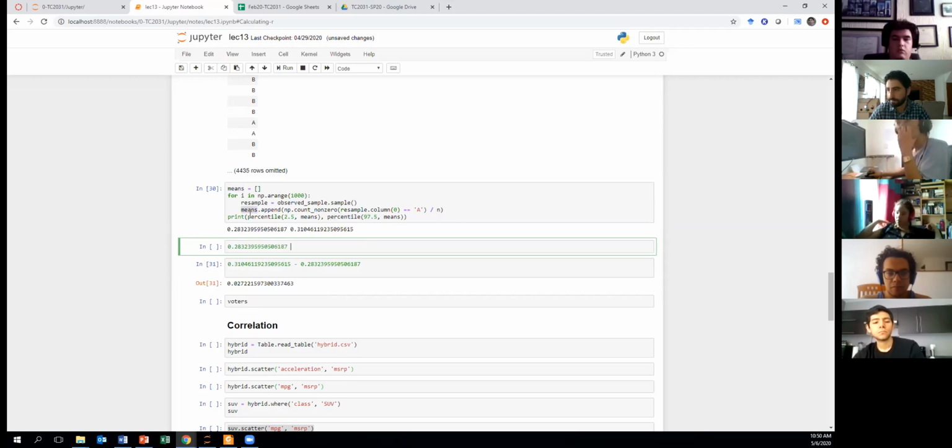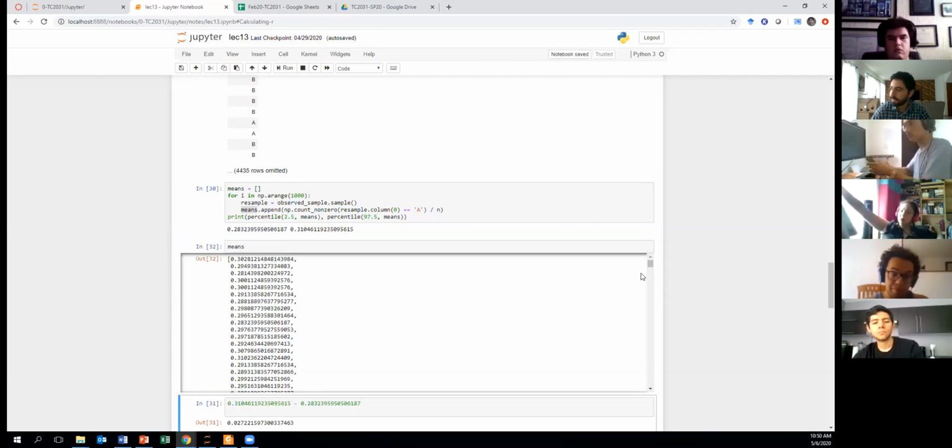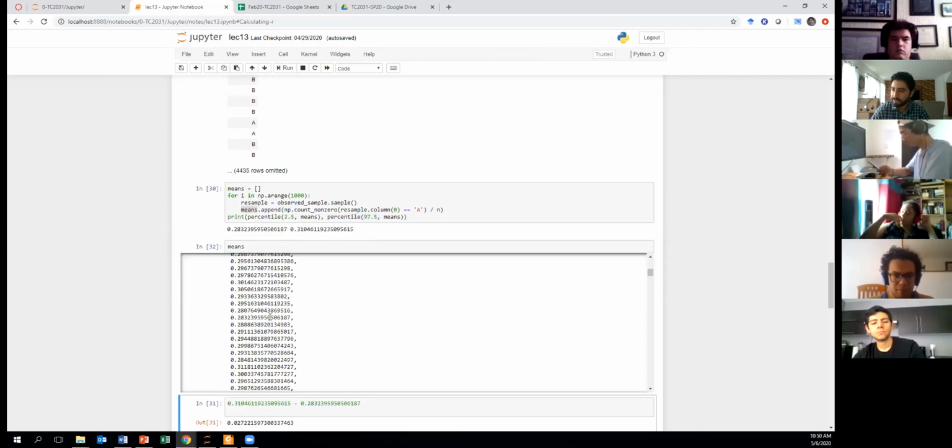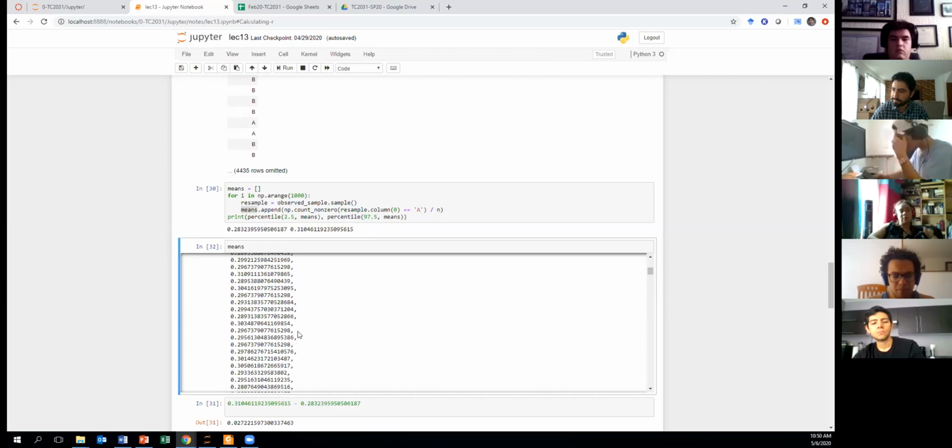Any questions? Basically, this is the mean I get from that 1,000 samples. I'm doing that 1,000 times and getting all these numbers. What this number tells us is that 30% are going to vote for candidate A in this resample.